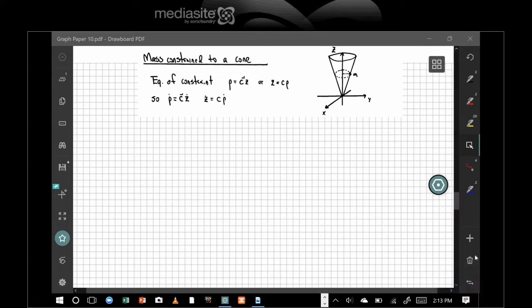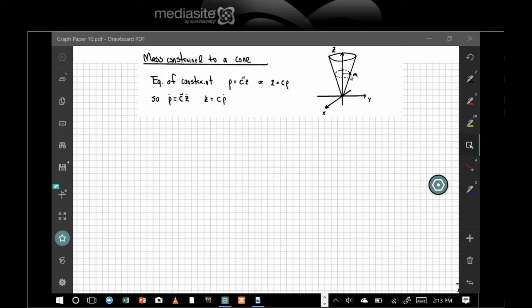What I have is a cone, and I have a mass m. That mass is constrained to move along the cone. So it can rotate in a circle, but has to be fixed to the cone. The cone is a two-dimensional surface, and the mass can only move on the surface of the cone. It can't come off the cone.